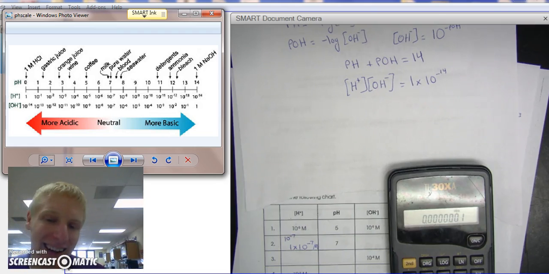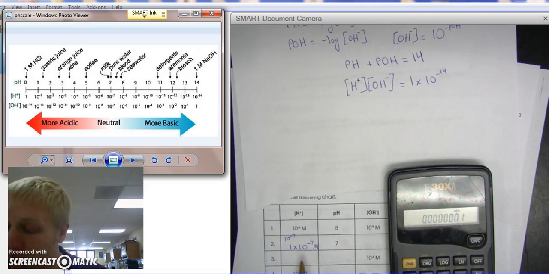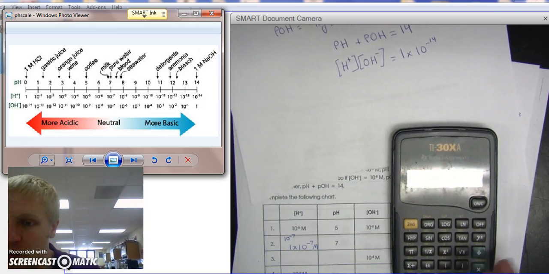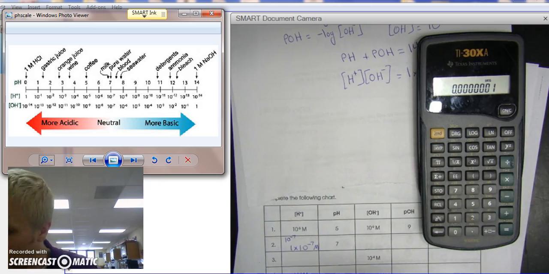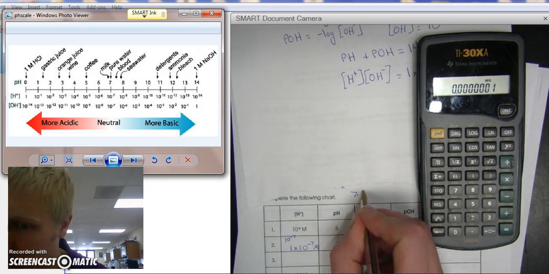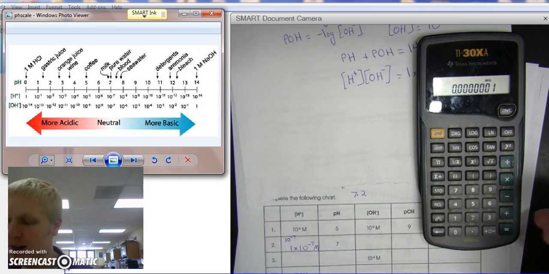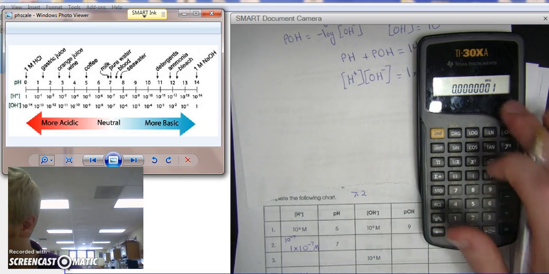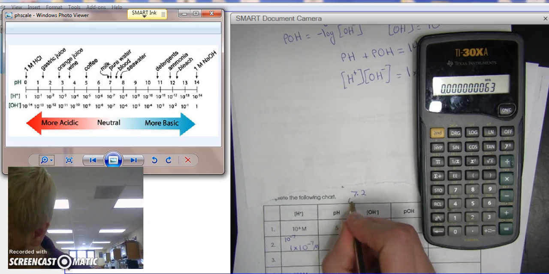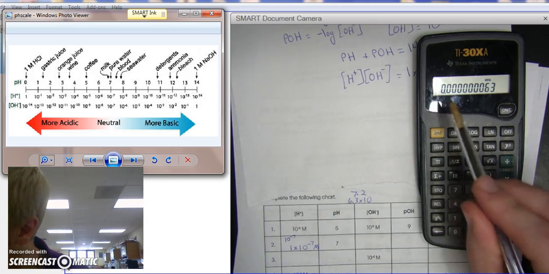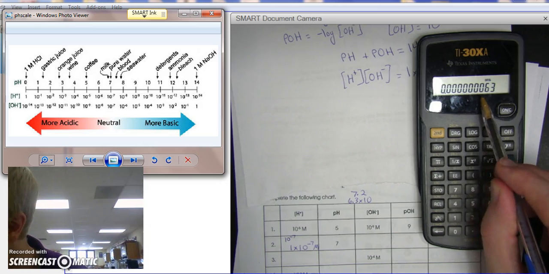However, on the test it's not going to be that easy. It's going to be a decimal pH number most likely, like a 7.2. In that case you have to actually use the equation. So here we go. So why don't we try 7.2 just for fun. We're going to type in 10 to the negative 7.2. So 7.2 negative second log 10. That gives me 6.3 times 10 to the negative 8.